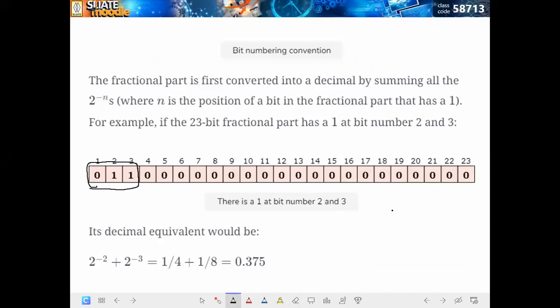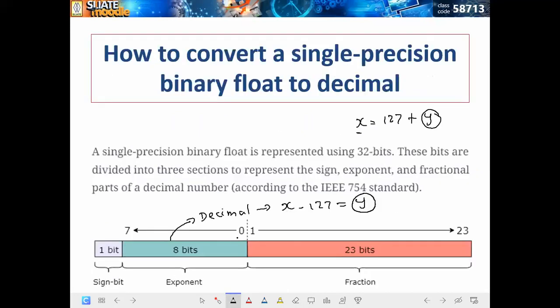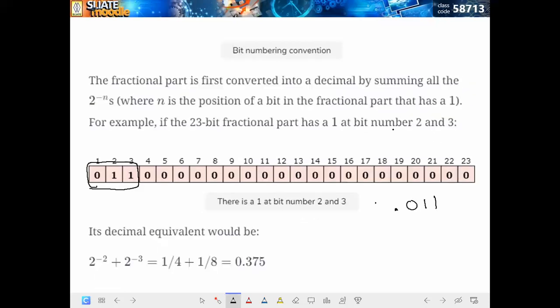Right. Exponent here, this part is like this. Fractional part 0 1 1. Then from this calculation you can find the exponent of the normalized form.